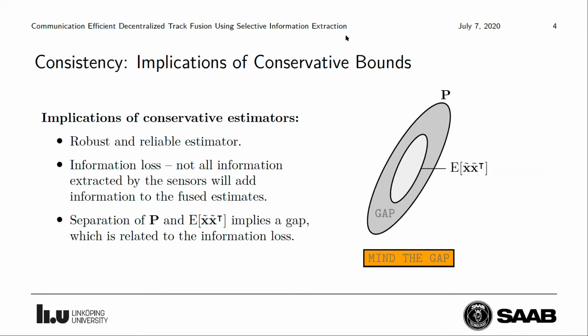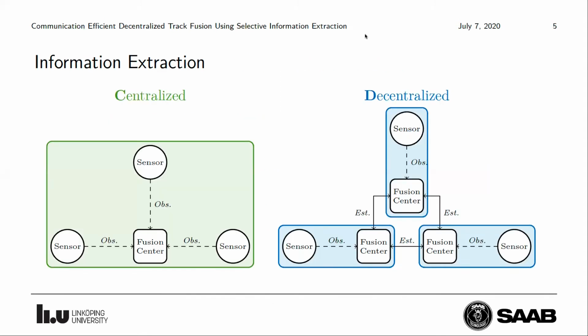A conservative estimator is reliable and robust, but does not come for free. Since information is inversely proportional to the covariance, inflating the covariance by replacing it with a conservative bound means that information will be lost. That is, there will be a gap between the actual covariance and the calculated covariance P, a gap directly related to the information loss. A geometrical interpretation is provided by the illustration. The larger the gray area between P and the actual covariance, the larger is also the information loss.